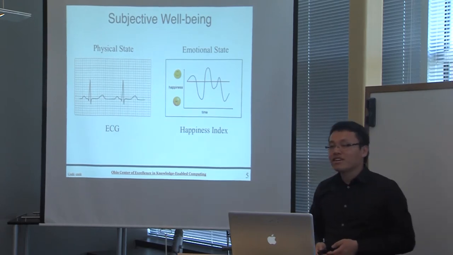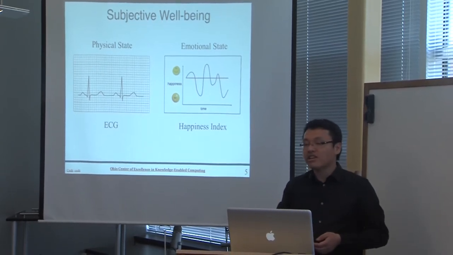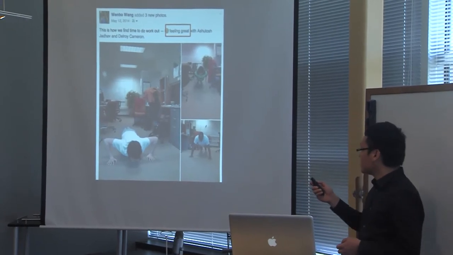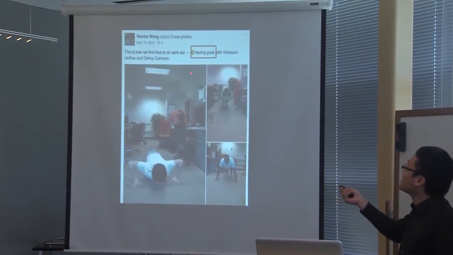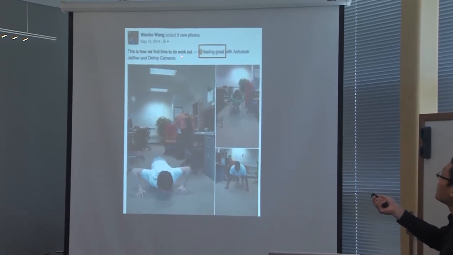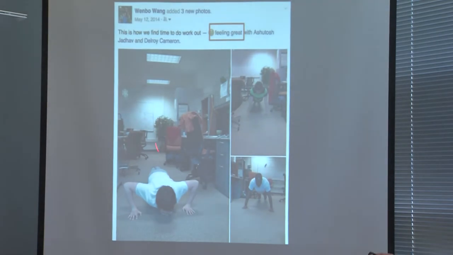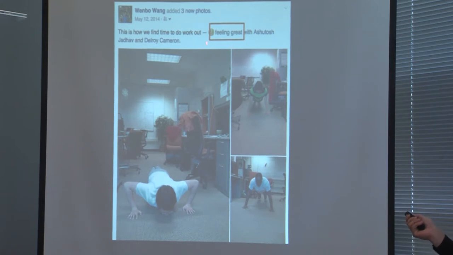So, to identify emotions, we can identify them from photos, or we can identify emotions from text. Take a look at the example. This is a Facebook post from myself, because I have the copyright. This is how we find time to do workout, feeling great. We were doing some push-ups in our own lab. That is why you can see I was pretty happy at that time. So this is a happy emotion.